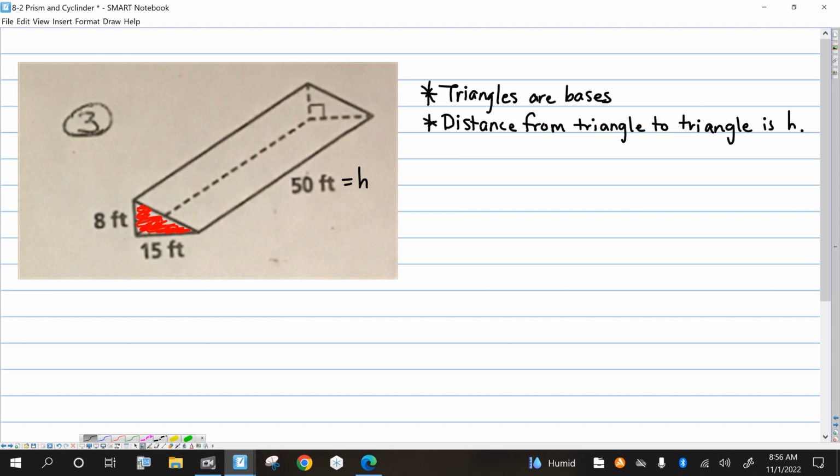Now, good news about this base, it looks exactly the same as the triangle that we just did, right? The legs are 8 and 15, so what does that mean the hypotenuse is? 17. You'll see a lot of familiar and similar ones, so if you memorize it, you can go ahead and do that.